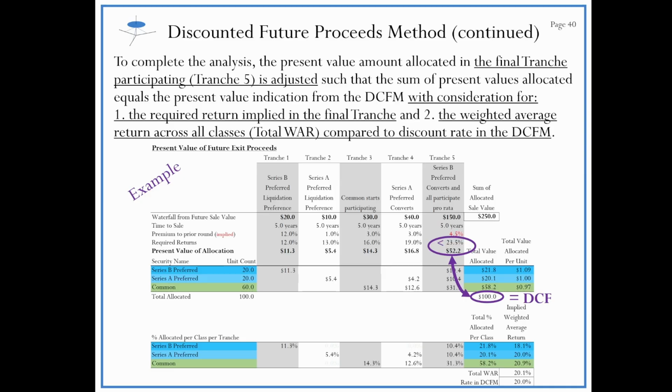The final tranche can also be adjusted to equal recent rounds of preferred or other classes. This is called backsolving and is critical for calibration. If the required return for the final tranche is less than the prior tranche, or is very, very high relative to the prior tranche, the model inputs probably need to be rethought.